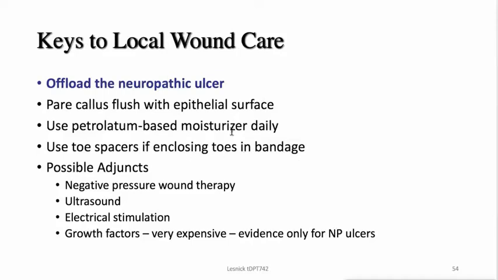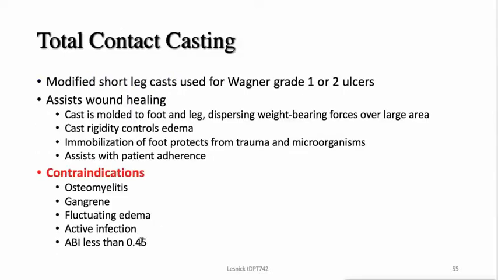Keys to local wound care: you need to offload the pressure. You need to pare the callus. Use petroleum-based moisturizer daily. Use toe spacers if enclosing toes in a bandage. Other adjunct therapies: negative pressure wound therapy, ultrasound, electrical stim, and growth factors. These are very expensive though. Total contact casting is sometimes done.